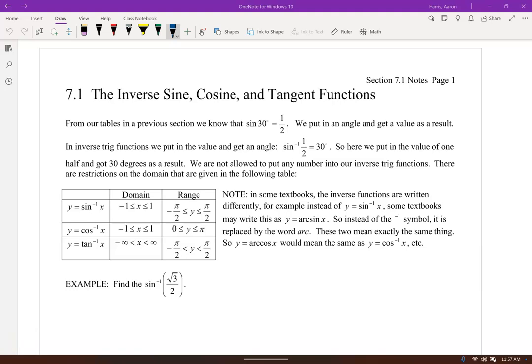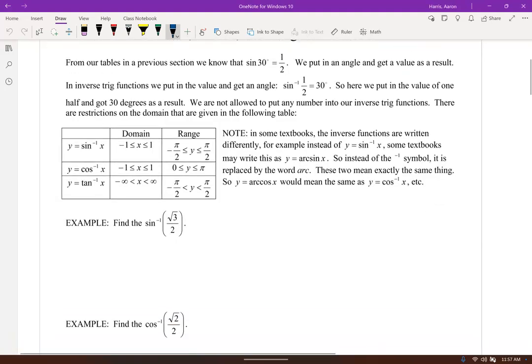All right, so let's get into the problems here. Now that we have a little bit of background, let's see if we can do a few of these. The first one says, find the arc sine of root 3 over 2. So what I do is I set this equal to something. I'm going to set this equal to theta. Now remember, when you're finding inverses, they flip-flop with the original function.